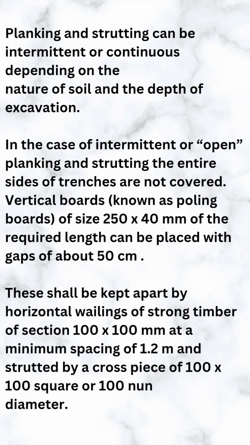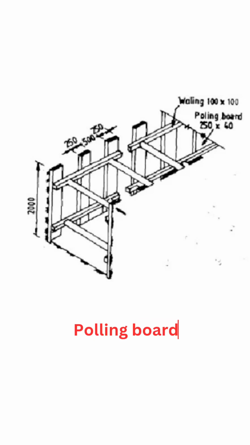In the case of soft soil, continuous or close planking is adopted, and the vertical boards are kept touching each other without any gap, as shown. I'll try to place this figure by which you can take help, or you may know how to place these vertical boards, or we can call them planks.